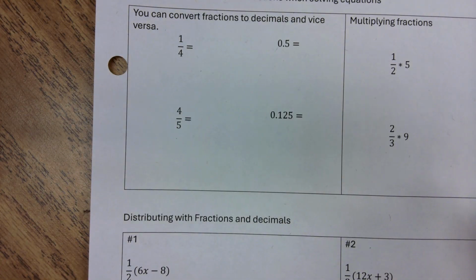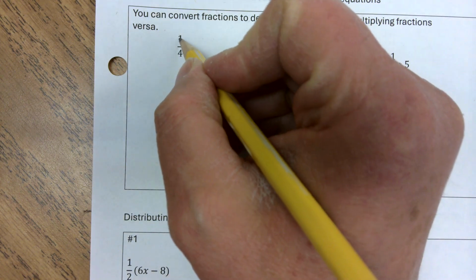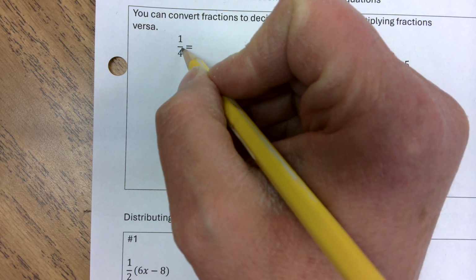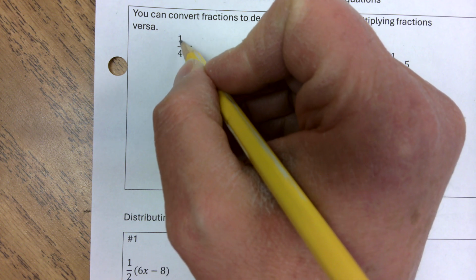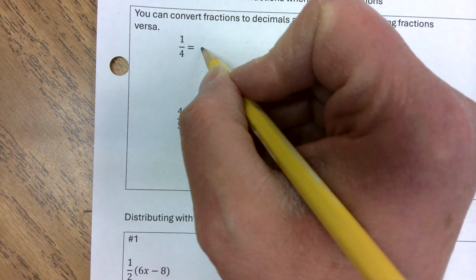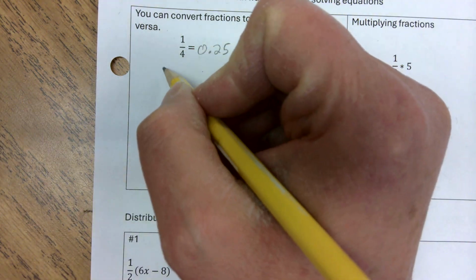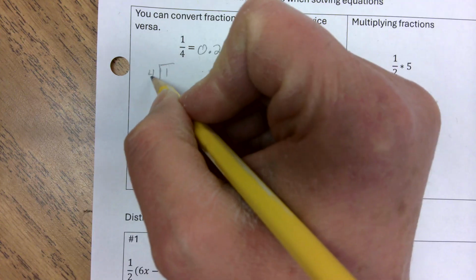So sometimes you will see fractions. Don't be afraid of fractions, right? Just deal with it, right? So 1/4, I like to think of this in terms of dollars, right? There are 4 quarters in a dollar, or 4 quarters in a whole, right? And 1/4 is 25 cents. You could also say 1 divided by 4, right?